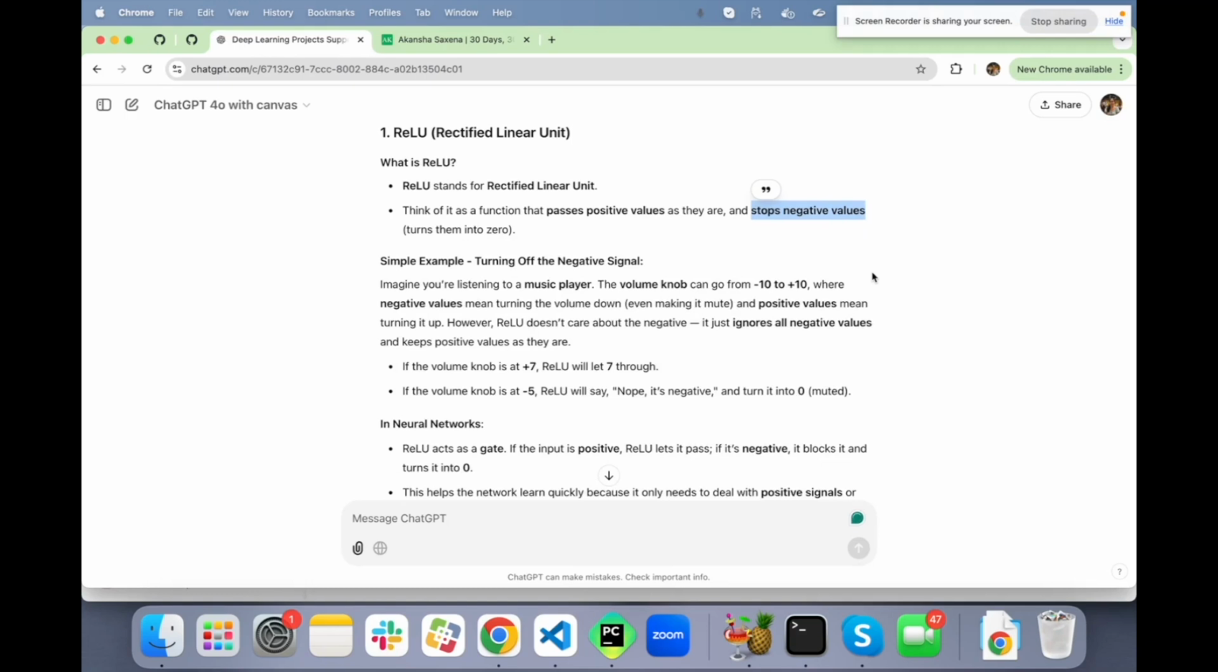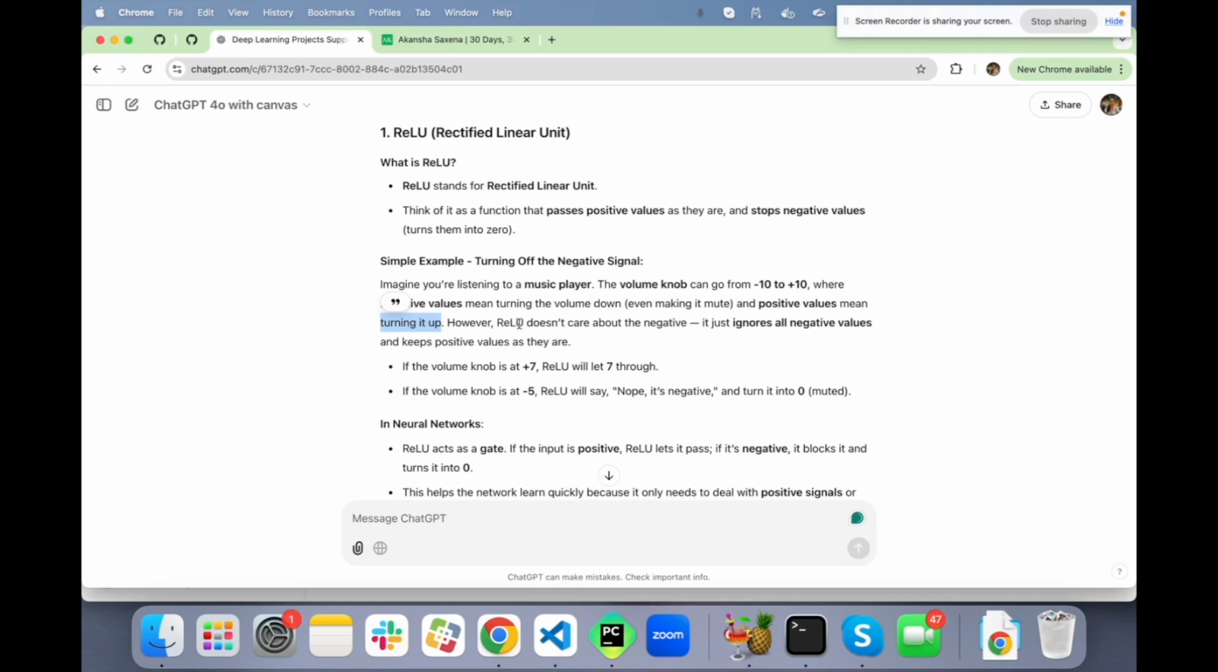Simple example is, imagine you are listening to a music player. The volume knob can go from -10 to +10, where negative values mean turning the volume down, even making it mute, and positive values mean that we are turning it up.